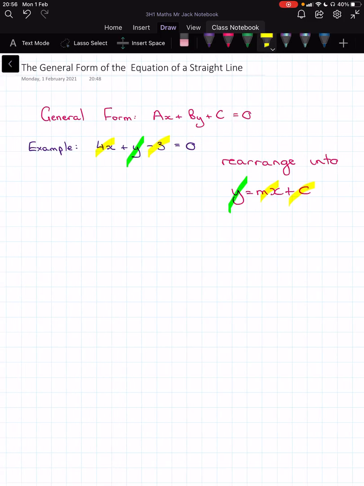Whoops. Let's just get rid of that highlighting. Tidy that up. Oops. Right.